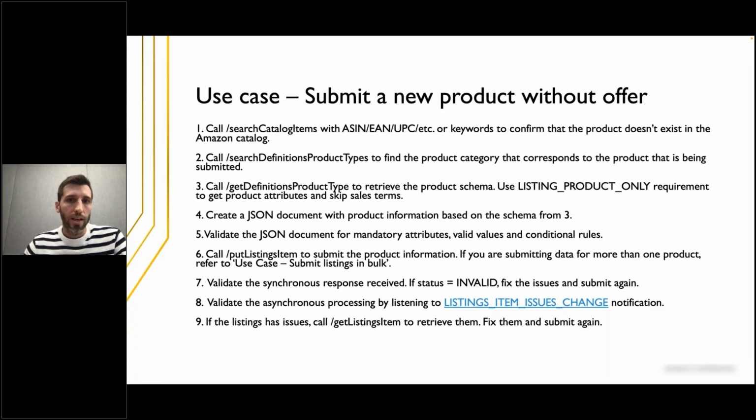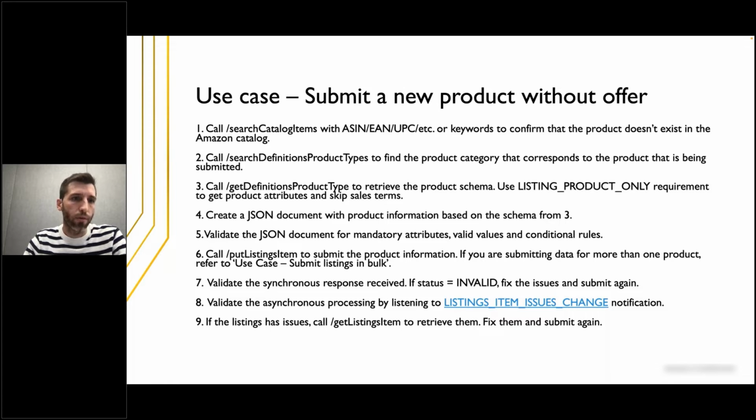Step number 3 is a bit different to what we saw before, because in this case you are using the listing product only requirement. This means that the JSON document that you get, so the product schema that you get, will not contain the sales terms. So it will only contain the product attributes, so item name, bullet points, and so on, like some attributes that are specific to your category, but everything that's related to the offer will not be included here.